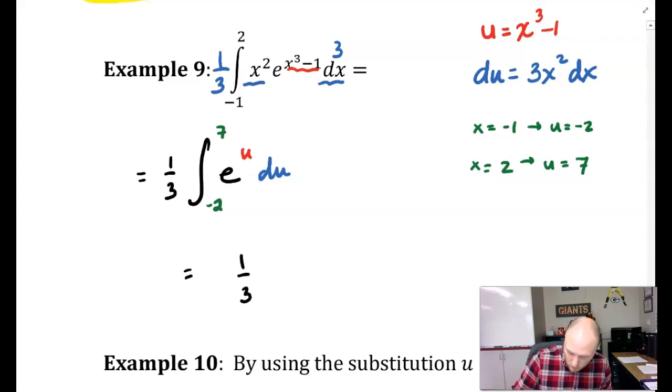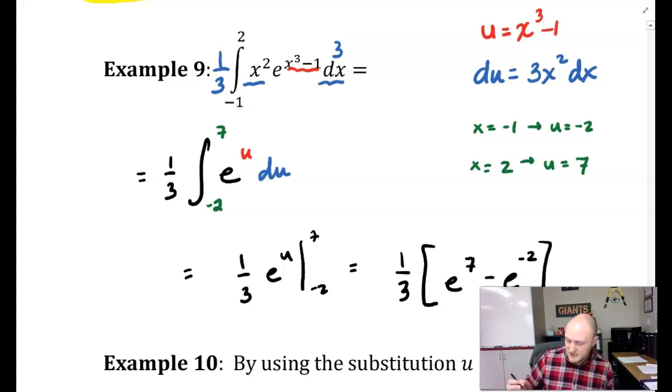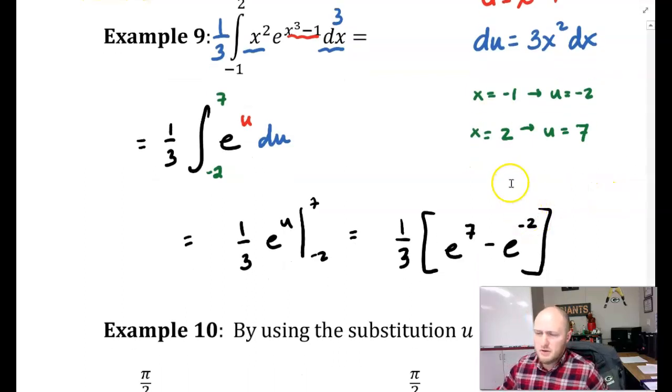Okay, so 1/3 integral of e to the u, good old Spider-Man meme, e to the u, evaluated from -2 to 7. So I go ahead and plug this in. 1/3 of e to the 7th minus e to the -2nd. And that is numerical, so we can stop there. This one, I don't see much simplification.